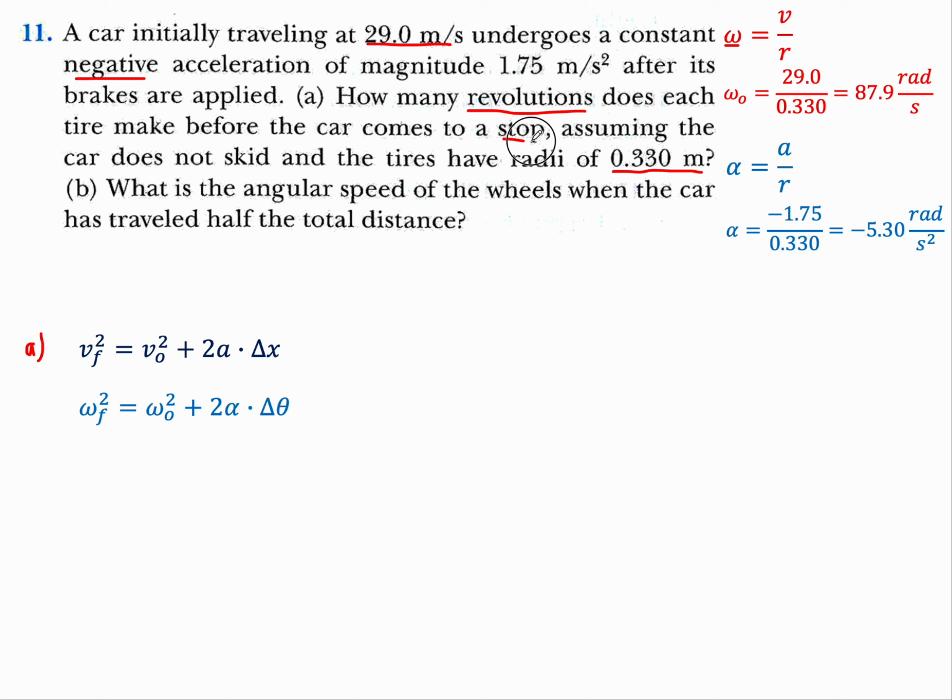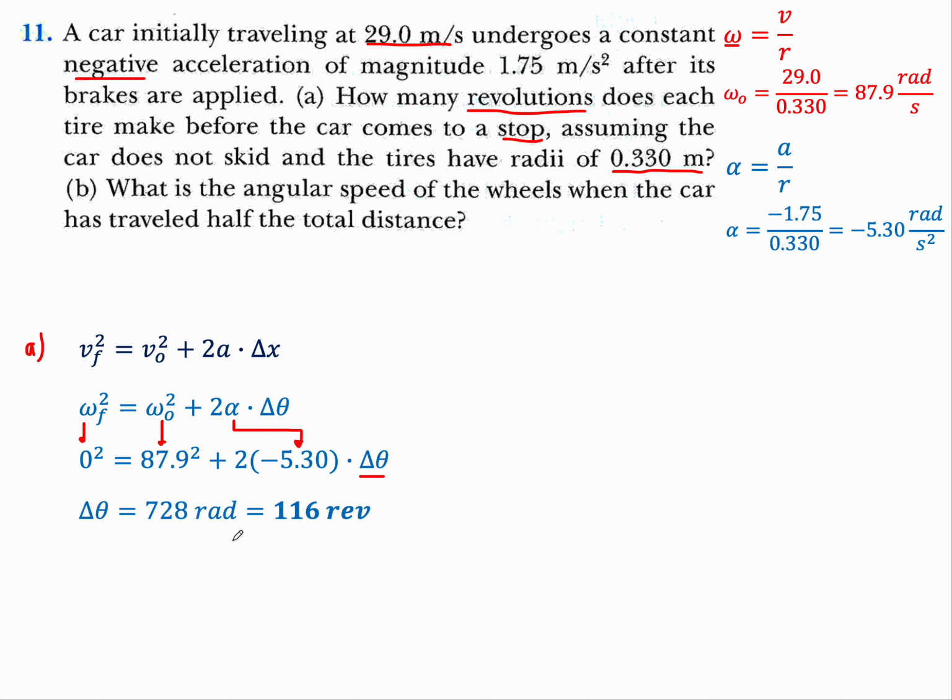We're going to figure out when it comes to a stop. So in this case, the final velocity is going to be 0. The initial velocity is from up above, the 87.9, and we know the angular acceleration, alpha, is negative 5.30. And then we can directly solve for delta theta. Delta theta ends up being this many radians.